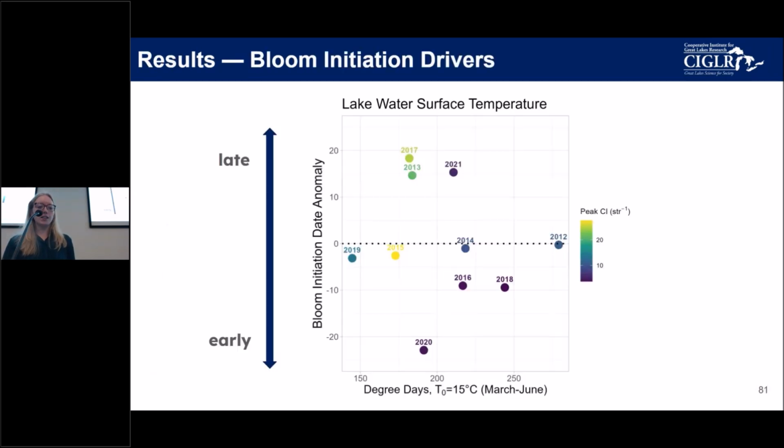If we first look at lake water surface temperature, we have degree days on the x-axis, and we calculated this by just looking at March through June so that each year's time period was normalized, and that is the sum of each day's excess over 15 degrees Celsius. And then we have bloom initiation date anomaly on the y-axis, with positive values being later timings, and earlier timings being negative values. And each point is colored by its peak CI value. We can see here that the data is a little noisy and we really can't determine any specific trends, but what is interesting is we can see that in cooler springs, there typically are higher peak CI values.